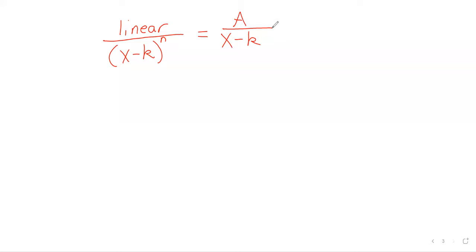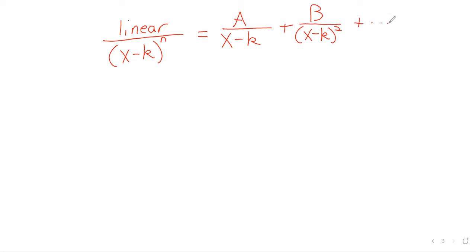And I guess just to start with, if we have a linear expression, and then we have a repeated factor in the denominator. Let's get rid of the integral sign for now and just state this as a theorem about rational functions. It's going to be a constant divided by x minus k plus a constant divided by x minus k squared.